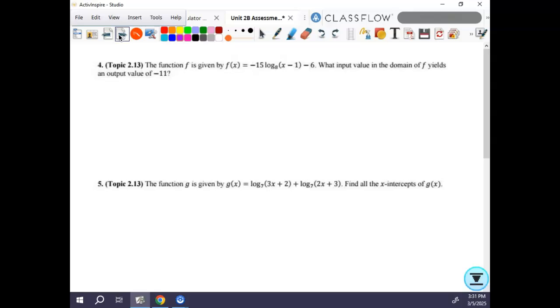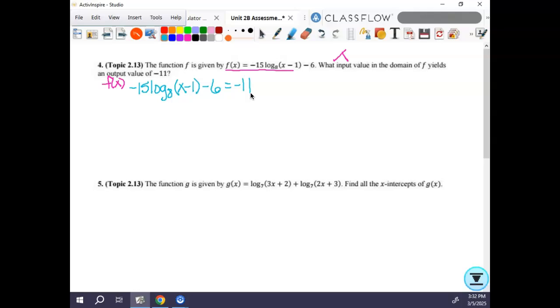All right, 213. The function f is given by f of x here. What input value in the domain of f yields an output value of -11? Okay, in this particular case, the input is x, the output is f of x. So it's telling me f of x is -11. Great. So let's say, I'm going to take -15 times log base 8 of x minus 1, minus 6 equals -11.